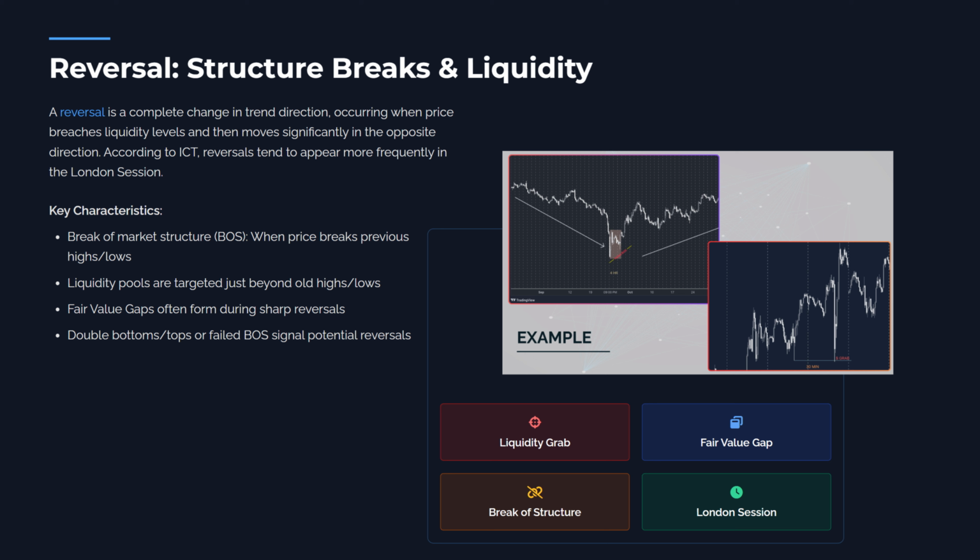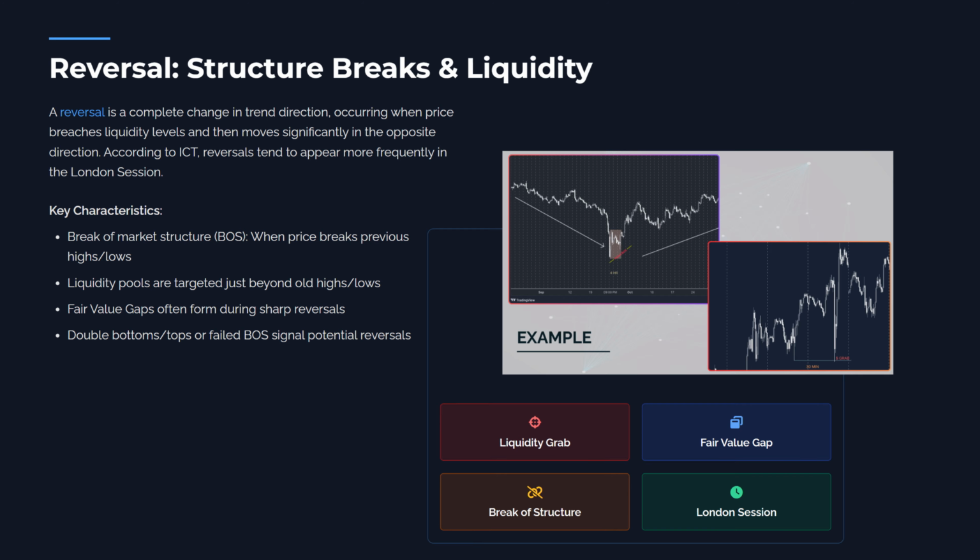Reversals often happen around what we call liquidity pools. Think of these like honeypots that attract bears. Liquidity pools are areas where lots of stop losses are clustered, usually just above old highs or just below old lows. Here's what happens. Institutions know exactly where these stop losses are located, so they push price just far enough to trigger these stops, grab all that liquidity, and then reverse the market in the opposite direction. It's like they're harvesting all the money from the traders who placed their stops in obvious places.